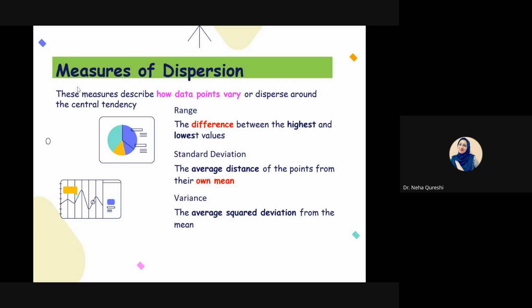So range tells you the difference between the highest and the lowest value in the data. And standard deviation tells you the average distance of the points from their own mean. So how much the observations deviate from their own mean, that is your standard deviation. And variance is actually the square of standard deviation. For the ease of convenience, we use variance.